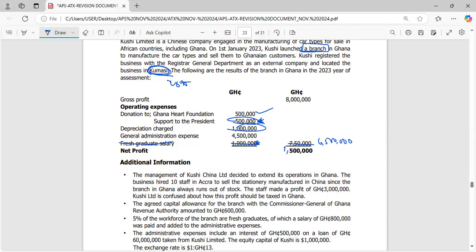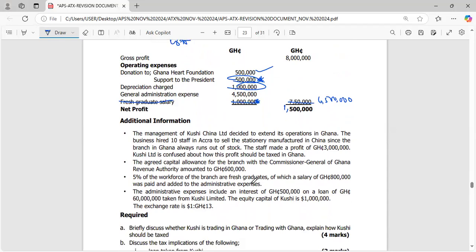So additional information. The management of Pushi China Limited decided to extend its operations in Ghana. So the business hired 10 staff in Accra to sell the stationery manufactured in China, since the branch in Ghana always runs out of stock. The staff made a profit of 3 million. Now, the first requirement is, okay, I know there'll be a question on this, so let me move on. Pushi Limited is confused about how this profit should be taxed. Now, this profit, how will it be taxed in Ghana? The 3 million, will it be taxable in Ghana?